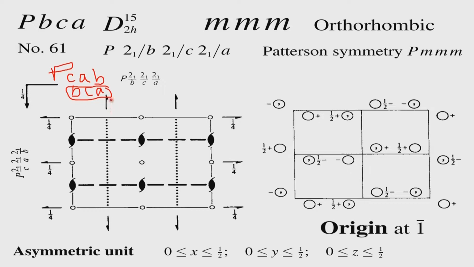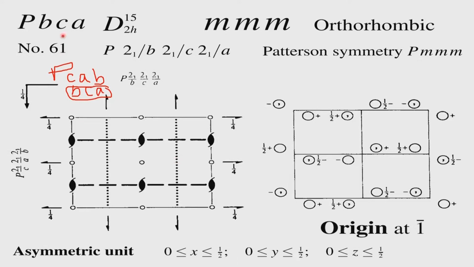You see that the 2-1 screw and the glide plane coincide because you have a system where this is the A direction, and in the A direction you have a B glide which is perpendicular to the A direction. You also have the 2-1 axis in that direction. So the 2-1 and the glide, they move by 1/4. So this is the glide direction.